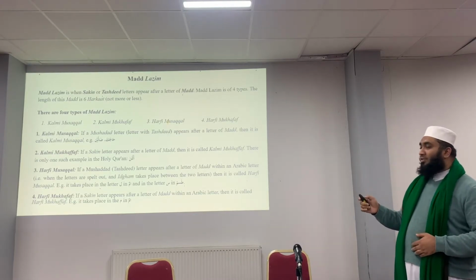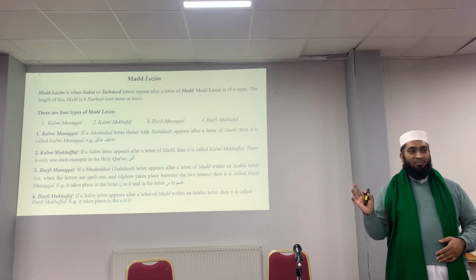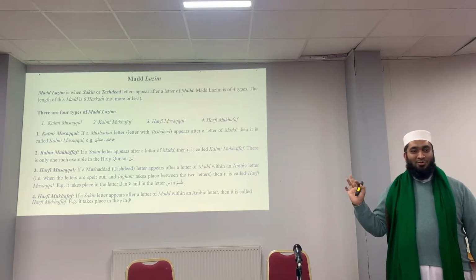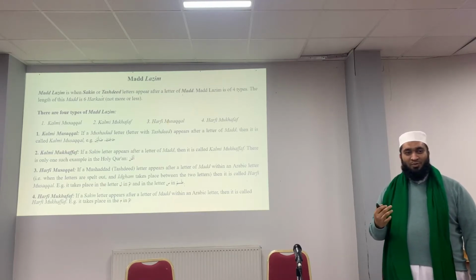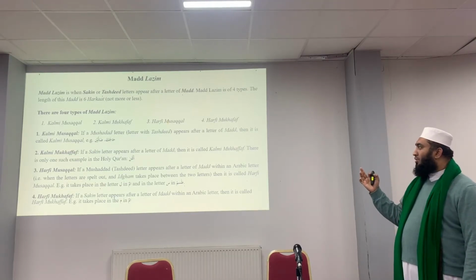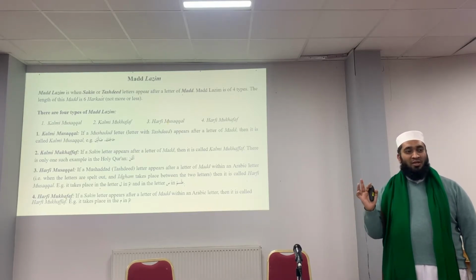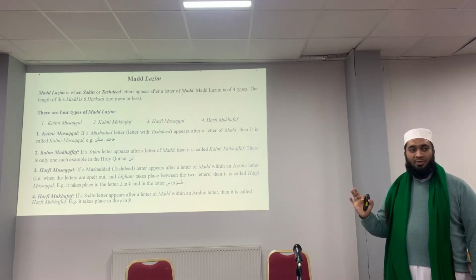Now madde lazim is the longest mad, 6 harakat. So it's like triple of the normal mad, isn't it? Yes, triple the length of the normal mad. 6 harakat, so this is not more or less. You cannot make it more than that, or you should not make it less than that. So it is called madde lazim.